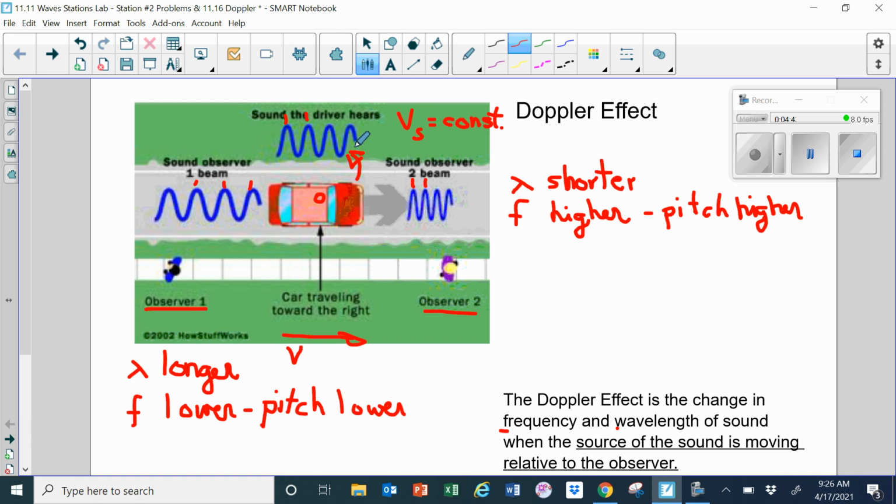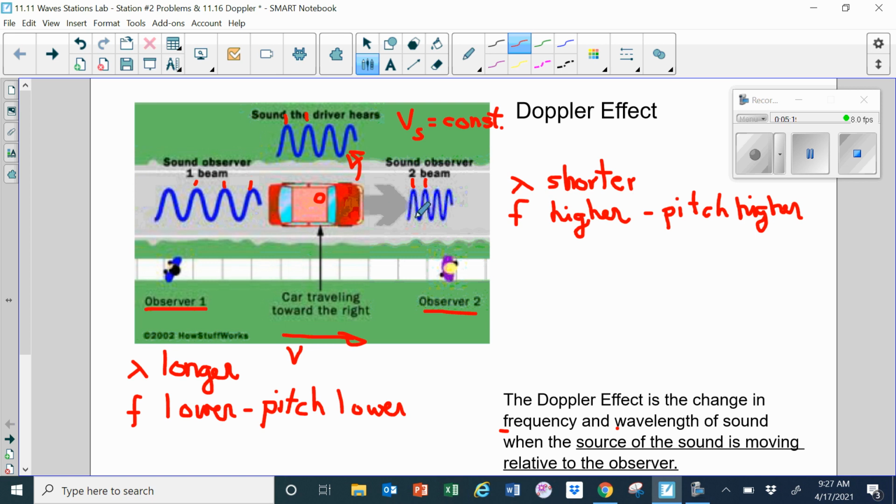Okay? Now, there's one other thing I want to add on to this. It's not mentioned in the definition, but as the car approaches observer 2, the amplitude of the sound is going to increase. Remember, waves convey energy. And that energy is lost as the wave travels through the environment, through the air. And so what's happening is the closer the car is to the observer, the higher the amplitude.